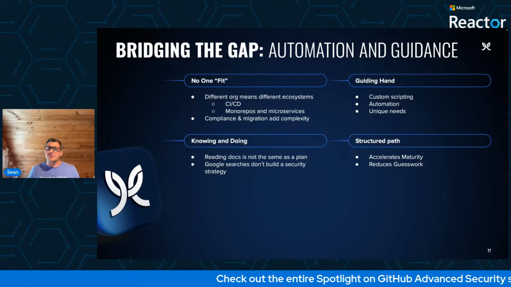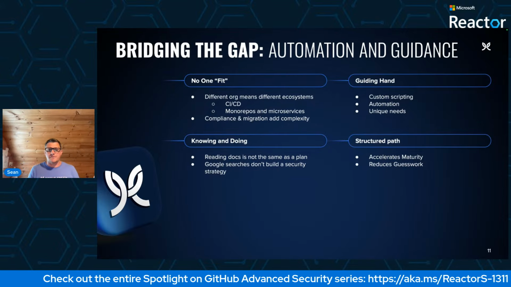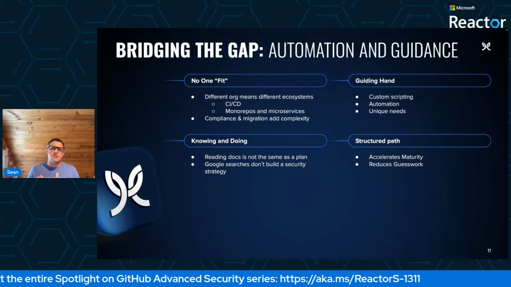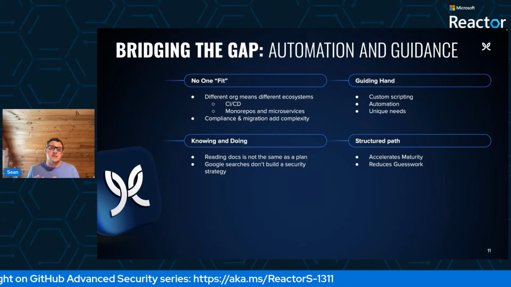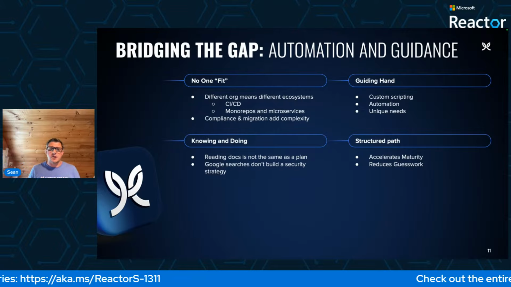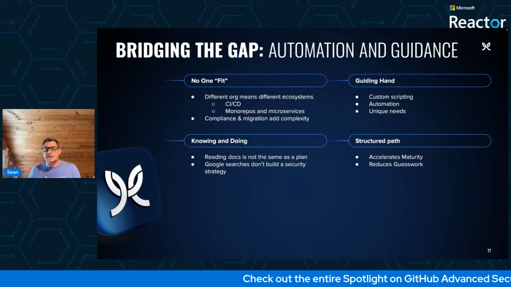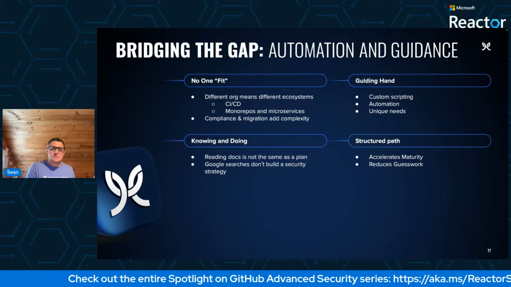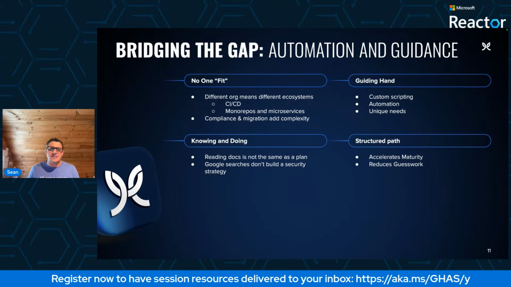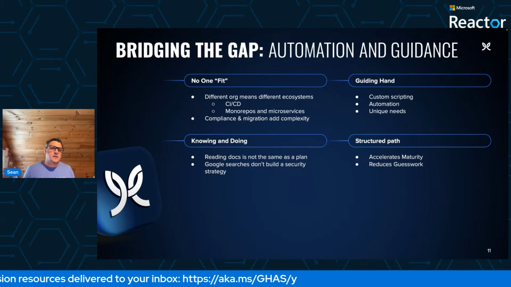Documentation and online searches can certainly provide a starting point, but they only take you so far. They rarely account for the nuances of your own CI/CD pipelines, compliance obligations, or development culture. What's often missing is the practical guidance and automation that translates theory into execution. In other words, the gap isn't in knowing what needs to be done, it's in doing it effectively and sustainably at scale. And this is where our experience comes in.